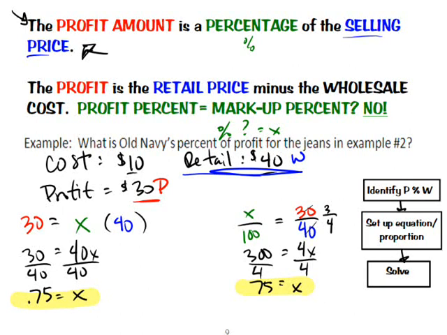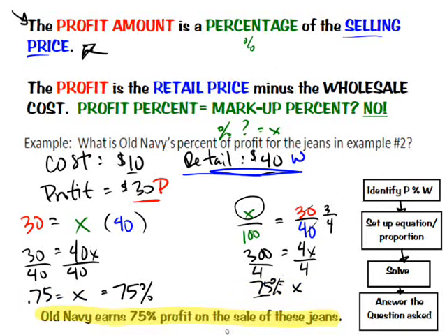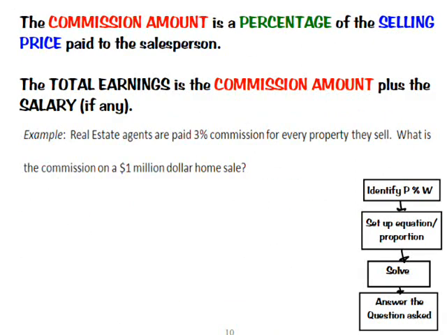Remember, when you're using the equation method and you start with a percentage or you solve for the percentage, it needs to be converted back and forth between percent and fraction or decimal. So that's 75%. In the proportion method, since the x holds the place of a percent, it's already in percentage form. It's 75%. Finally, we need to be sure we answer the question that was asked, and in this case that is, what is the percent of profit? And the answer then is that Old Navy earns 75% profit on these jeans.